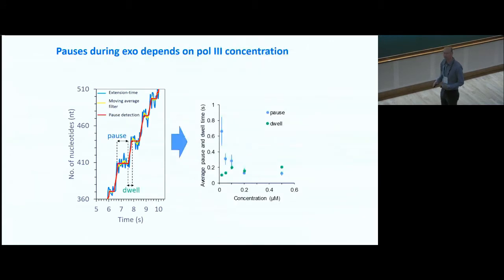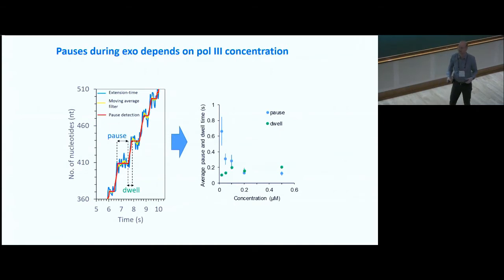And so if you want to know if it's waiting for another motor or just pausing by itself, you look at the concentration dependence. If it is dependent on concentration, that means it's waiting for another motor to come. And we saw, indeed, at low concentrations, the pause time was high, and as we went to higher concentrations, the pause time went down. And so that means that the pausing was induced by waiting for another polymerase to bind.